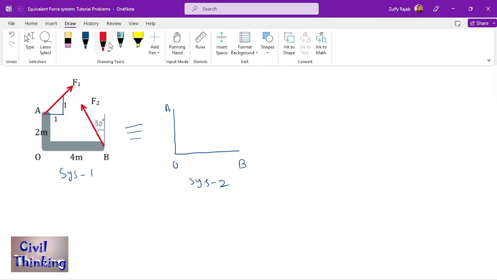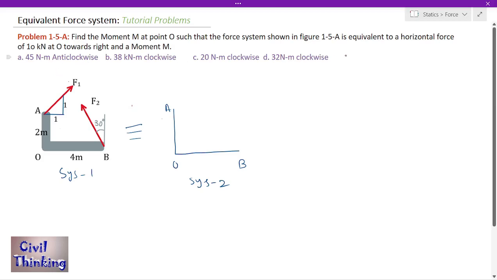Now figure 1-5-A is equivalent to a horizontal force of 10 kilonewton at O. So let me show you. This is point O. We have a force like this, towards right, equal to 10 kilonewton. Now these two are equivalent, and there is also a moment M. Let me assume the moment is clockwise, and a moment M at point O.